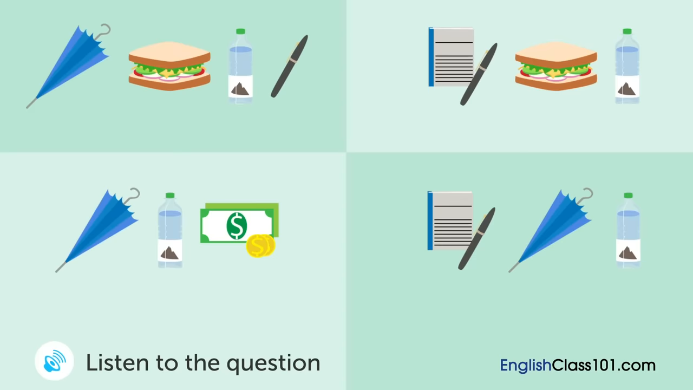Tomorrow, we're going to a museum. Bring a pen and notebook and something to drink. We'll have lunch in the restaurant at the museum, so you don't need to bring a sandwich. What about an umbrella? It might be raining, so please bring one. Okay.